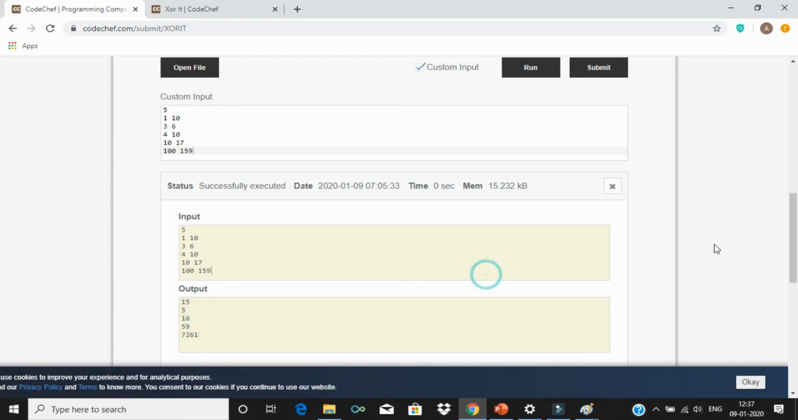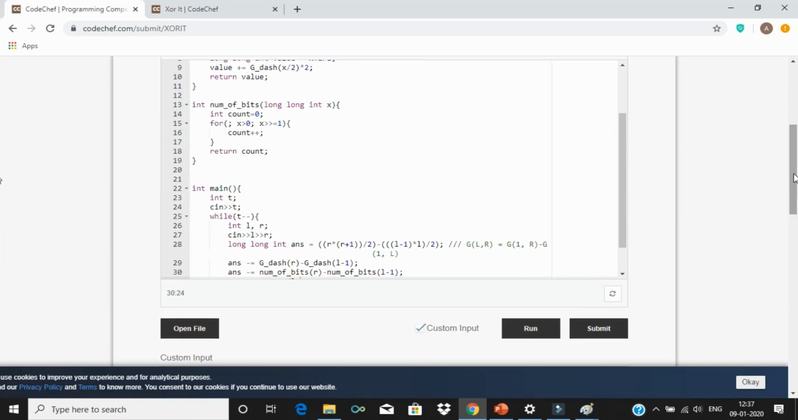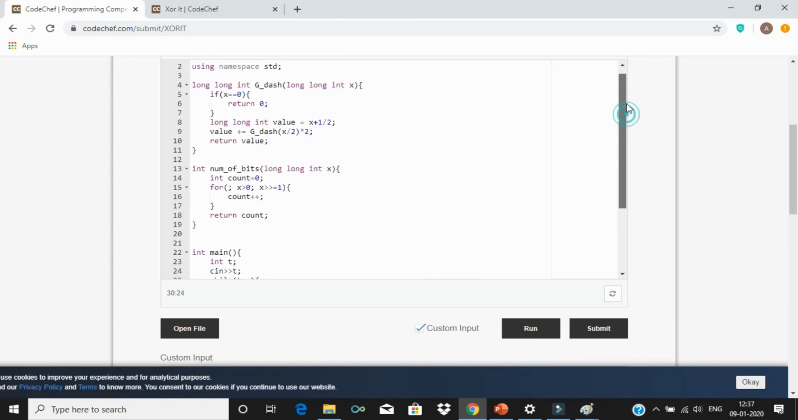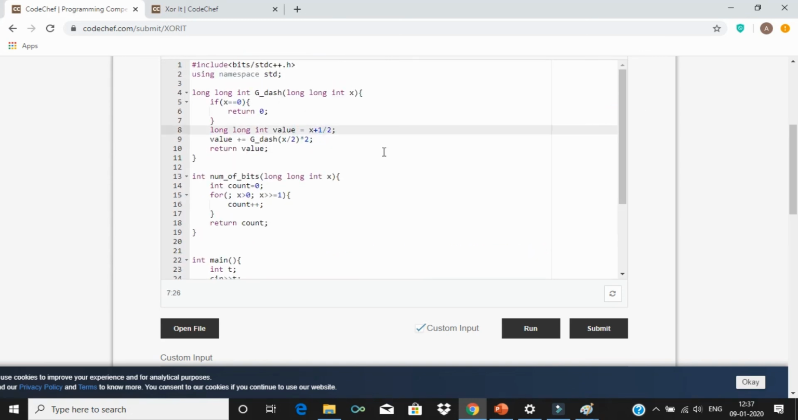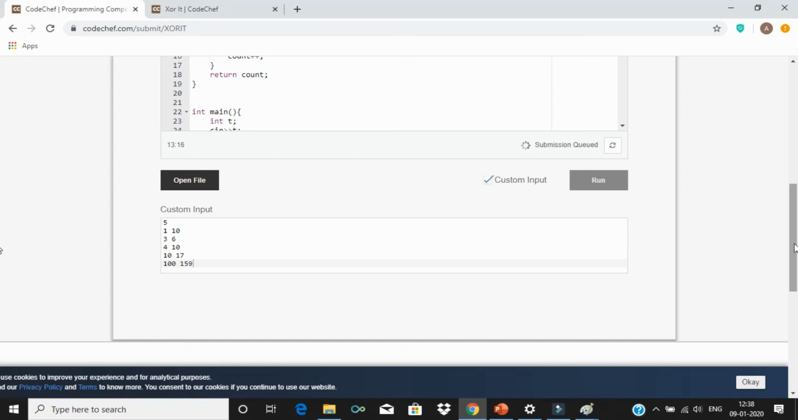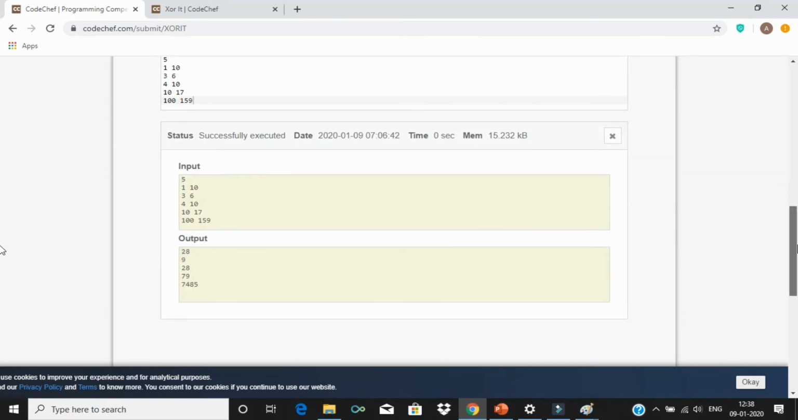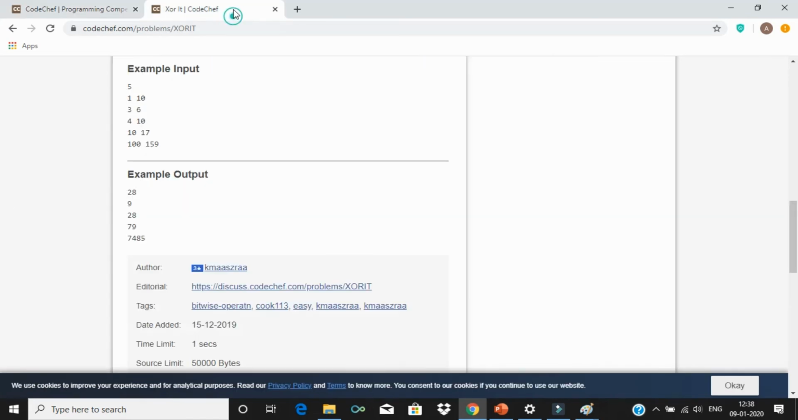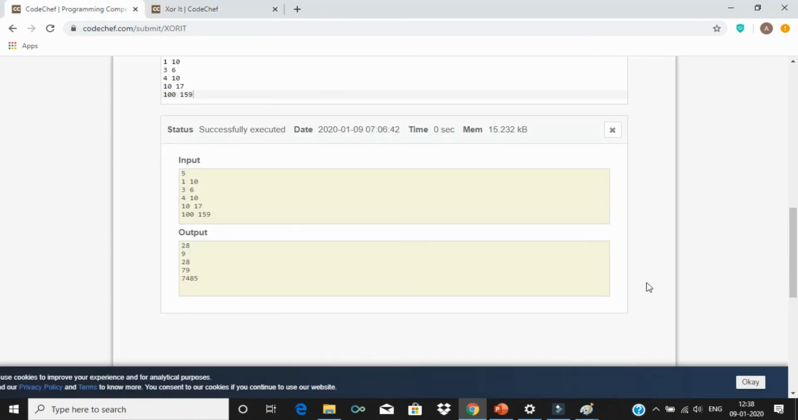Actually, this is wrong, so there must be some mistake in the coding part. Let's check out. Actually this should be enclosed in brackets, because computers also follow the precedence rule. Division will take place first, so that's why this is giving us the wrong answer. Let's check whether it is correct this time or not. I guess this is correct this time. 7485, exactly, this is what we want.